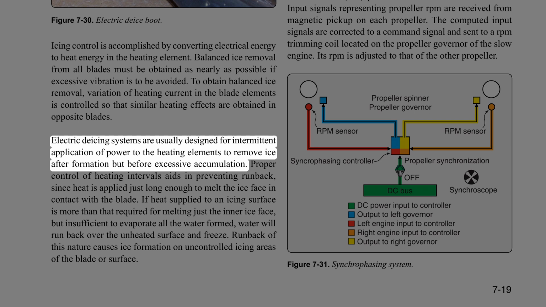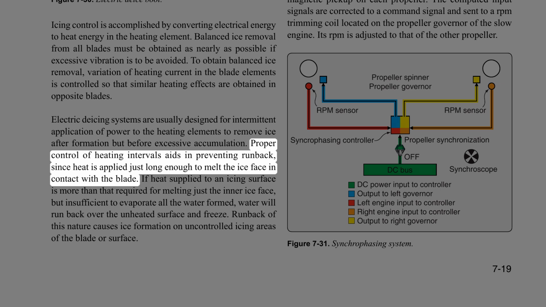Electric de-icing systems are usually designed for intermittent application of power to the heating elements to remove ice after formation but before excessive accumulation. Proper control of heating intervals aids in preventing runback, since heat is applied just long enough to melt the ice face in contact with the blade.